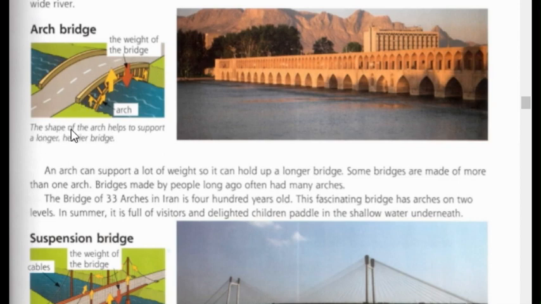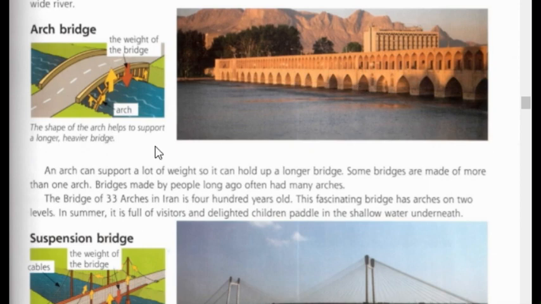So the shape of the arch helps to support a longer, heavier bridge. إذا شكل الجسر لما يكون منحني هيك بيساعد على إنه يدعم جسر أثقل وأطول من اللي شفناه بالأول، أطول من البيم بريدج. طيب look at this bridge. This is in Iran. Look how many arches it has. And how many levels? There are 2 levels as shown here in the picture. There are 2 levels with many arches.